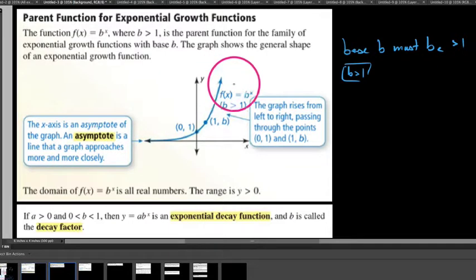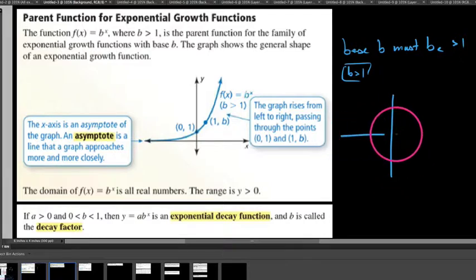But anyways, here's the thing. We're going to focus first on growth functions and then decay functions. But right now, what we want to say is that our base is some positive number bigger than 1, like 2 to the x, 3 to the x, 3.8 to the x. We say that this is the parent function for the family of exponential growth functions with base b, and that this graph has the general shape of an exponential function.